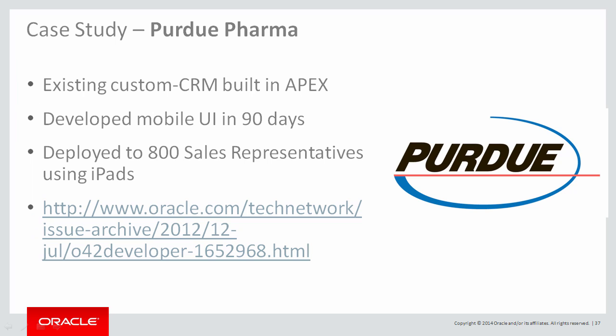Purdue Pharma is an interesting customer. They've built their own custom CRM system with Application Express and been using it for many years, and they wanted to provide a better alternative for their sales force. And so they actually developed a complete mobile user interface in 90 days. This is now deployed to around 800 sales representatives, primarily using iPads. In fact, there's an article that's been written up in the Oracle magazine that the URL on this page will actually take you to.